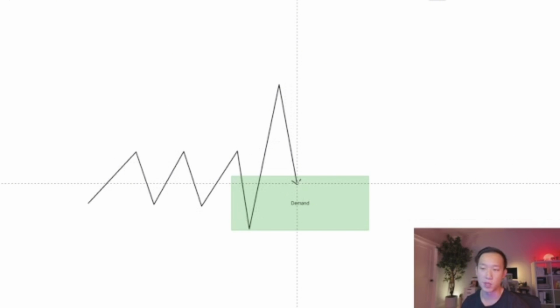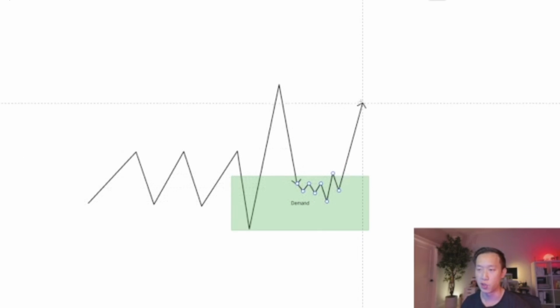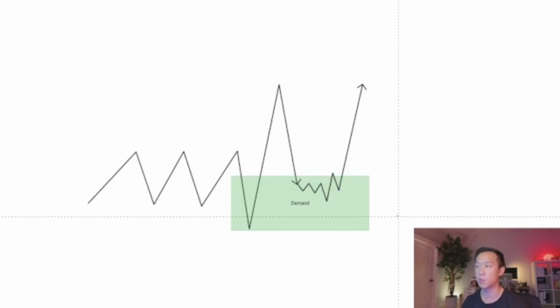So as price comes into our higher time frame, we're going to look for something like this. It literally looks the same, right? So it's just a smaller version of what we have on the higher time frame. So that's going to be the liquidity sweep plus break of structure.